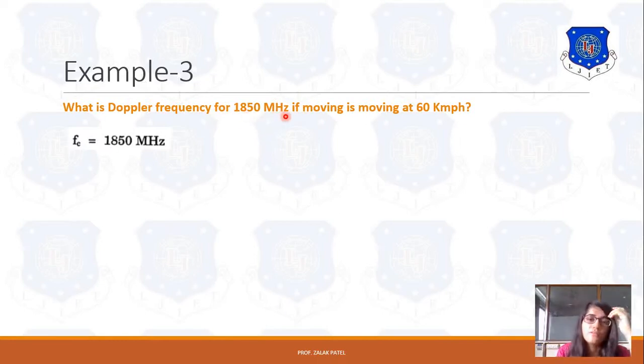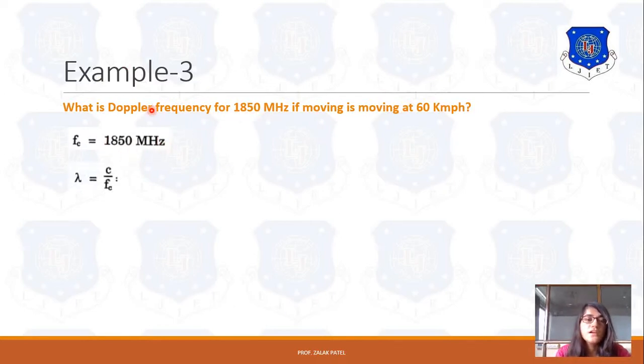In the earlier example we saw what will occur when the user is moving towards the transmitter and when the user is moving away from the transmitter. We also saw the case when the angle is perpendicular to the movement of the user. So here we have to find the Doppler frequency for a 1850 MHz carrier with velocity 60 km per hour. First of all, let's note down the given data, that is Fc is equal to 1850 MHz.